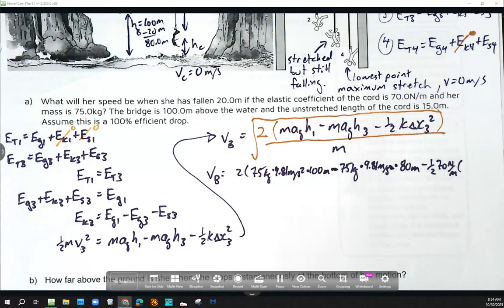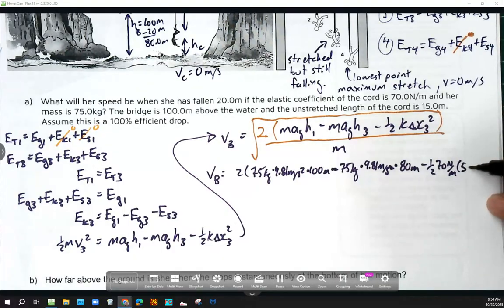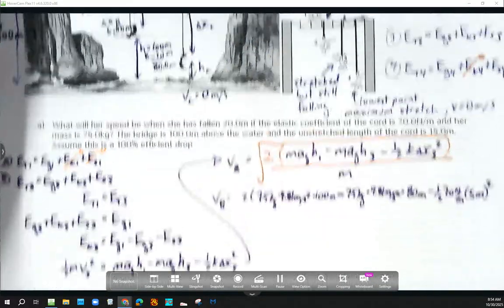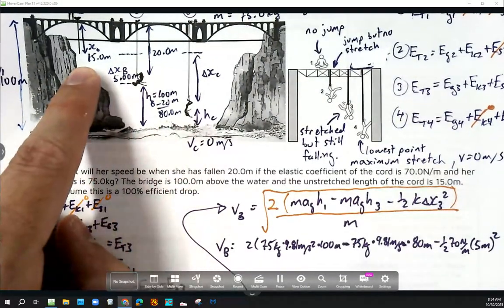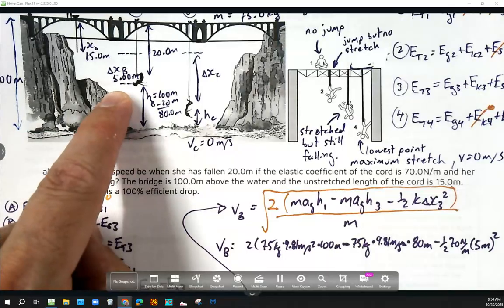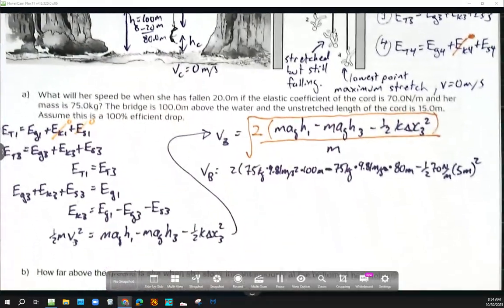What's our delta x value? We fell 20 meters. Aren't we 5 meters below slack now? Okay. And if you're wondering where that 5 is coming from, look back to the picture. She's fallen 20 meters. The slack length was 15 meters. Delta x is going to be 5 meters. Okay, just in case you missed that.